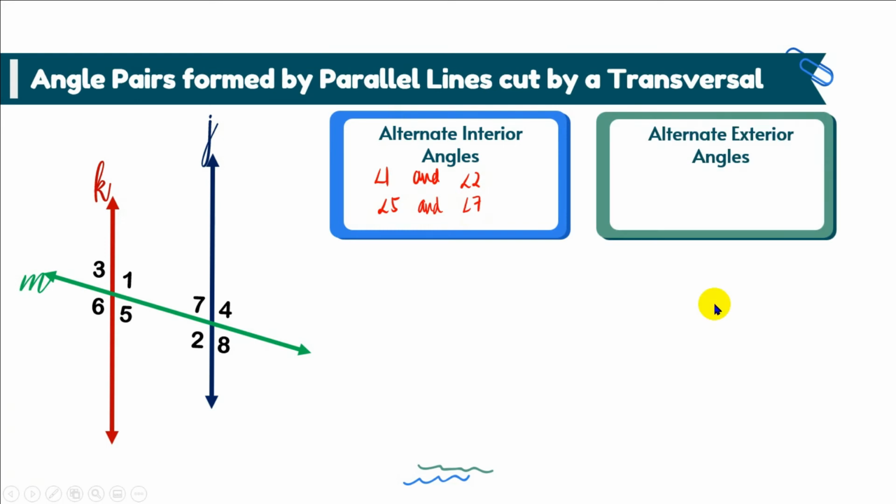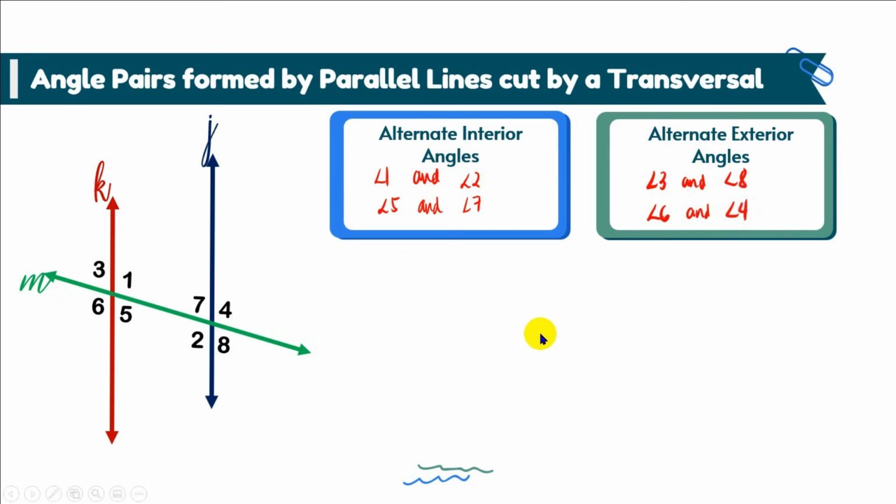Next, alternate exterior angles. So, kagaya ng alternate interior angles, non-adjacent sila. Kailangan nga lang ito ay nasa labas ng ating parallel lines. And alternate, again, isa ay nasa left side ng transversal line, then the other one ay nasa right side ng transversal line. So, for angle 3, alin ang ka-pair niya? We have angle 8. Ayan, angle 3 and angle 8. While for angle 6, ang ka-pair niya ay ang angle 4.